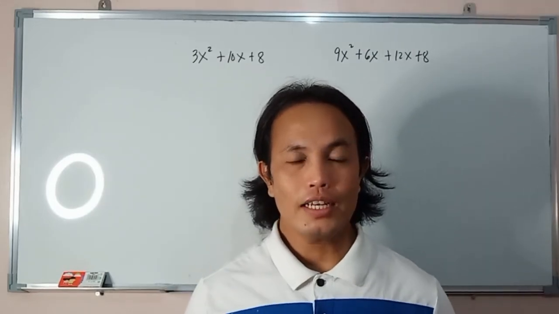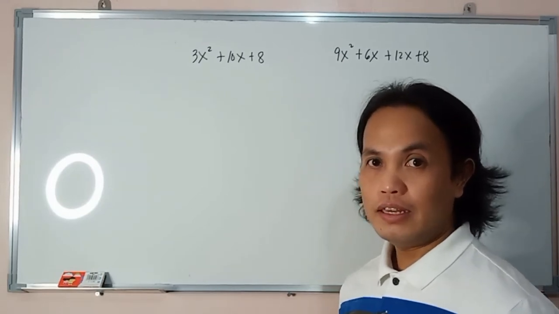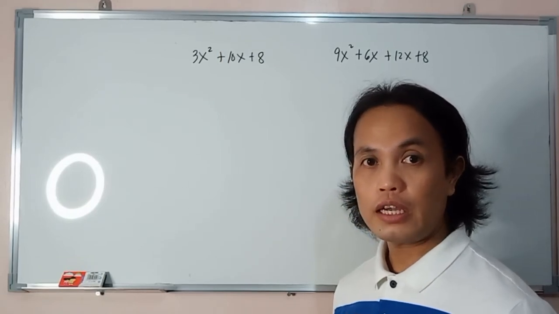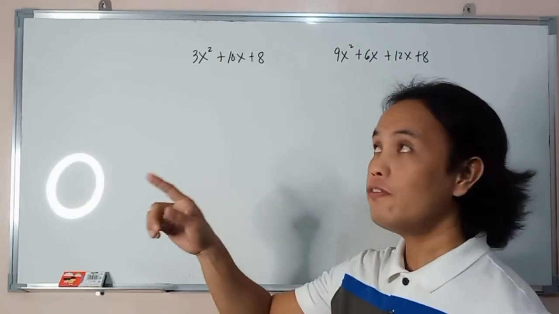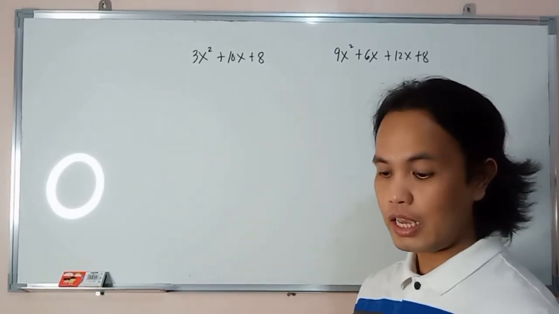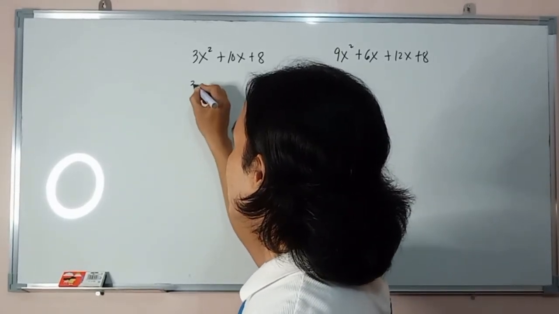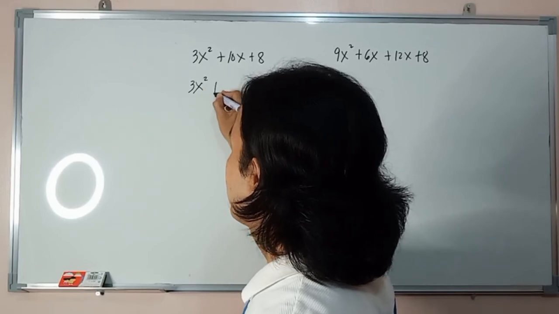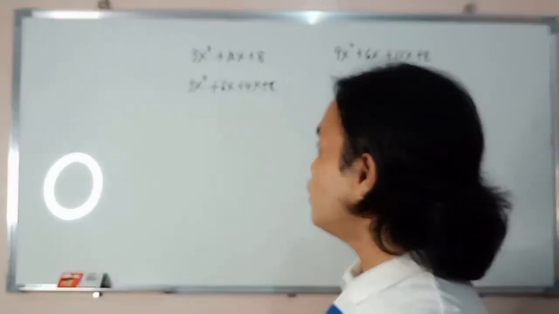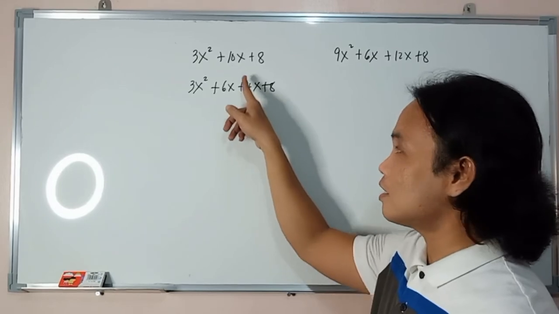So now, let us try this next example. We are given 3x squared plus 10x plus 8. The same process. We break this middle term, which is 10x, by using numbers which can have a common factor for the first term and another common factor for the last term. So in this case, we can rewrite this trinomial by using this polynomial 3x squared plus 6x plus 4x plus 8. Why did we use 6x plus 4x? Again, 6x plus 4x is 10x.